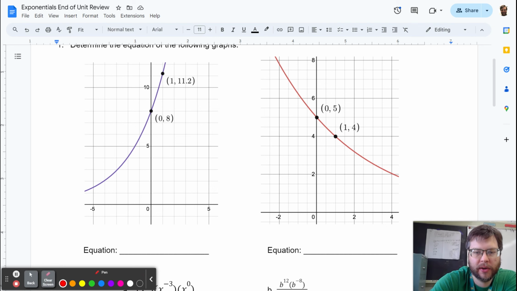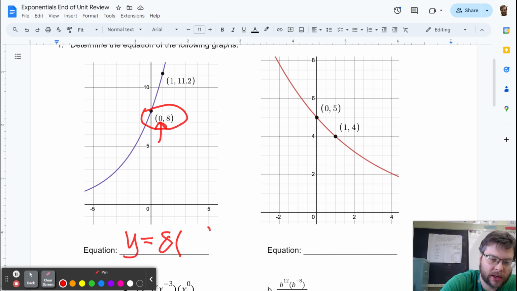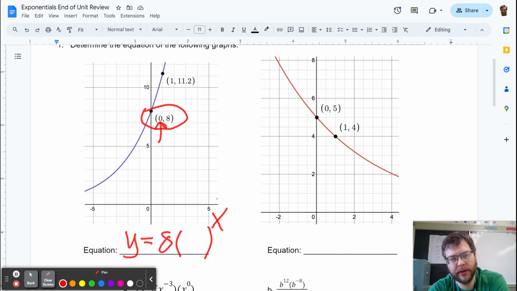When I'm looking at an equation, I want to always start with the y-intercept. That's the one that has x equals 0. So I start my equation telling you what the y value is. The y value is equal to 8. Because it's a curvy thing in our exponential unit, we know it's an exponential equation. So I just know it's going to be some number inside those parentheses raised to the x power. So the only question left is 8 times what makes 11.2?